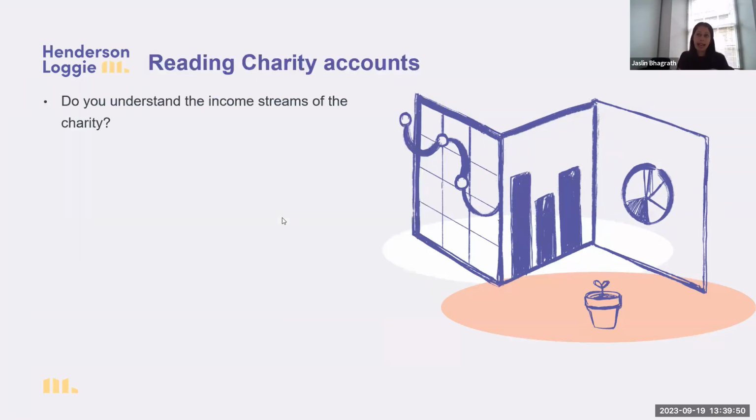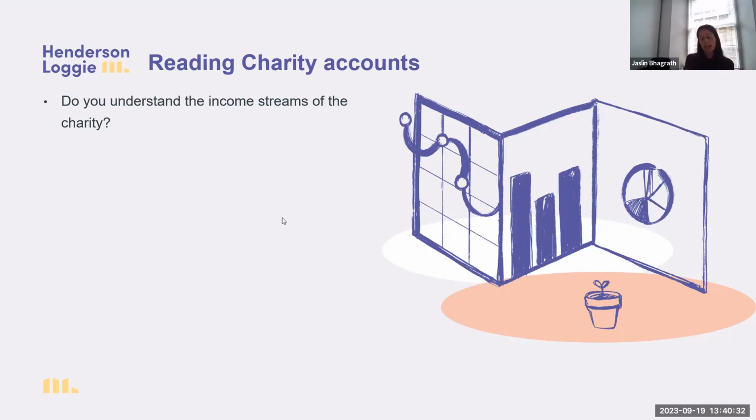So reading the accounts, I probably touched on this already, but a couple of questions. When you're looking at that SOFA and at what's happened in this year compared to last year, things to question: Do you understand the income streams of the charity? And are they what you expect them to be? For example, if you're a charity that mainly gets its income from one source, like a local authority, is that captured in the accounts? Is that what you expect? And if you are heavily reliant on one source of income, is that a risk?